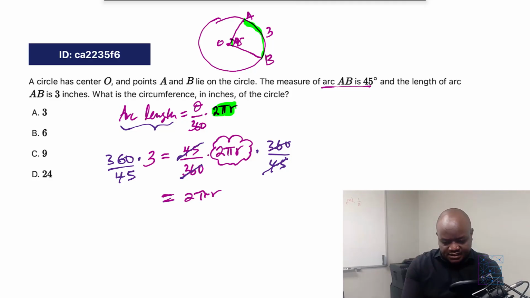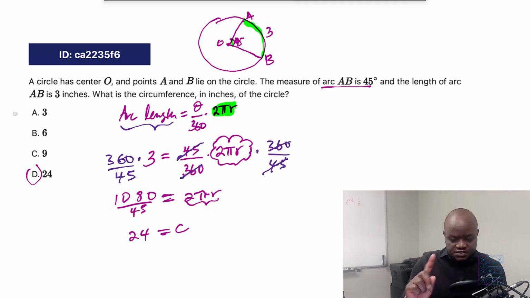Again, that means circumference. And then on this side here, you can plug it into your calculator, but real quick, 360 times 3 is 1080. Divide that by 45. And then when you divide these, you get 24. So circumference, again, this here means circumference. So the answer is D. That's using method 1, using the formula method.